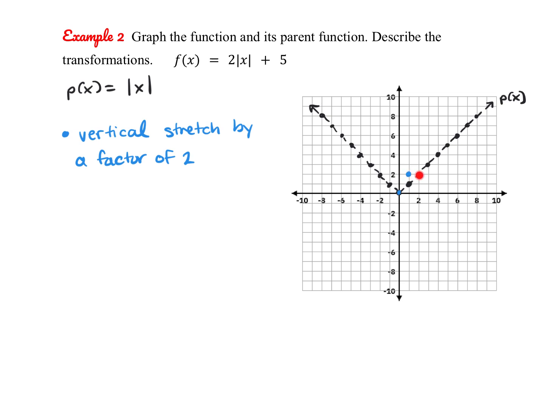Here my y value is 2. I'm going to double that y value and it becomes 4. Here my y value is 3. I'm going to double that and it becomes 6. Here my y value is 4. I'm going to double that and it becomes 8. Same for this y value. I'm going to double it and it becomes 10. So here's my intermediate graph. This is if I just applied the vertical stretch by a factor of 2.